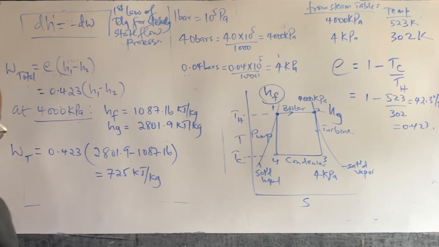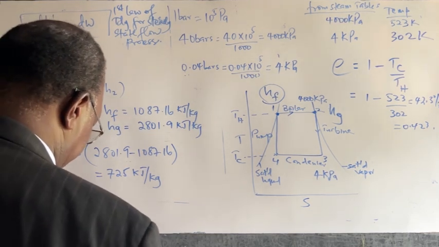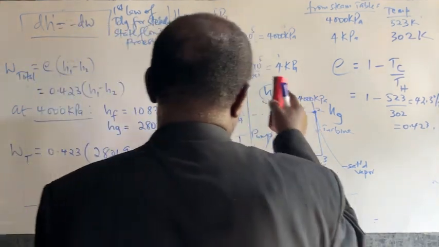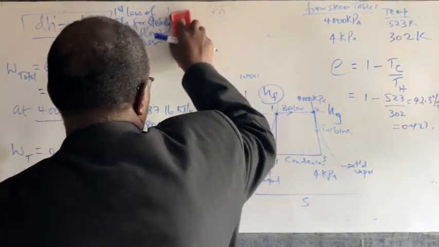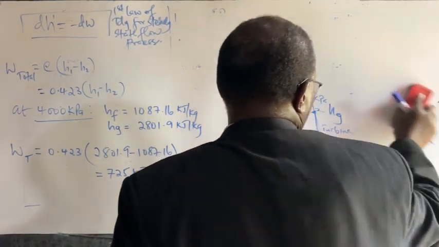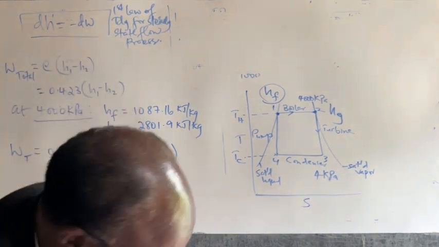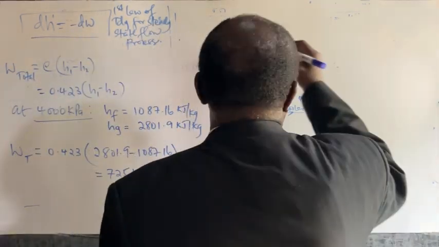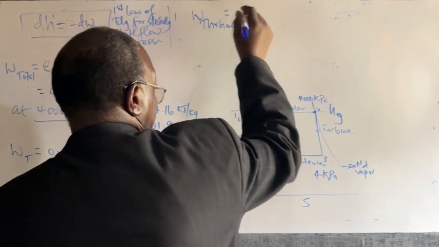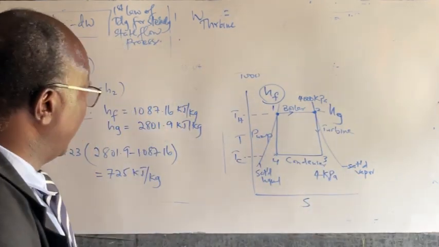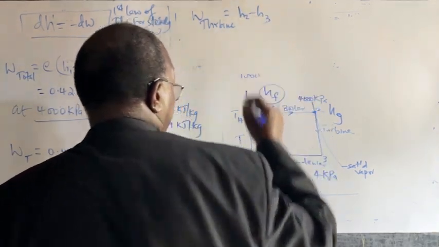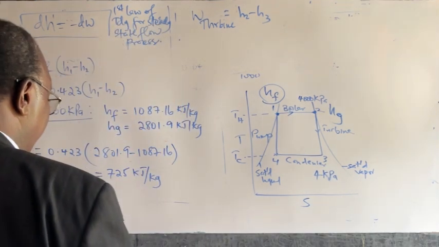Now, what about the turbine? Let us do something there. I don't want to remove this particular diagram so that you are always remembering it. Let's look at the turbine. W turbine, the work done by the turbine, remember it is from state point 2 to 3, therefore the turbine will simply be H2 minus H3.